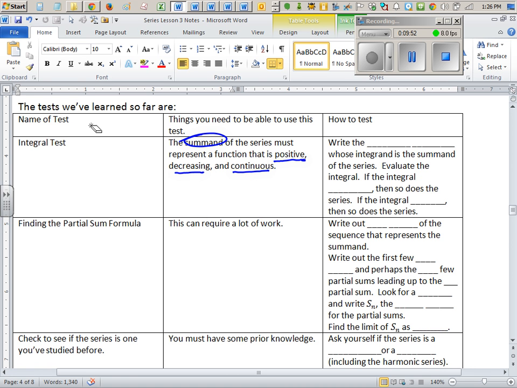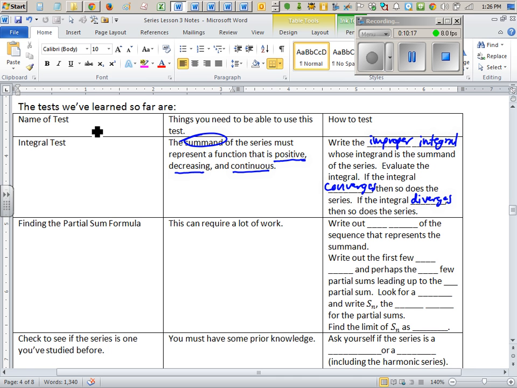What you're supposed to do to actually perform the integral test is write the improper integral, which is what you did on the worksheet. Write the improper integral whose integrand is the summand of that series. Evaluate the integral. If the integral converges, then so does the series. If the integral diverges, then so does the series. It's a great test if you use it in context.